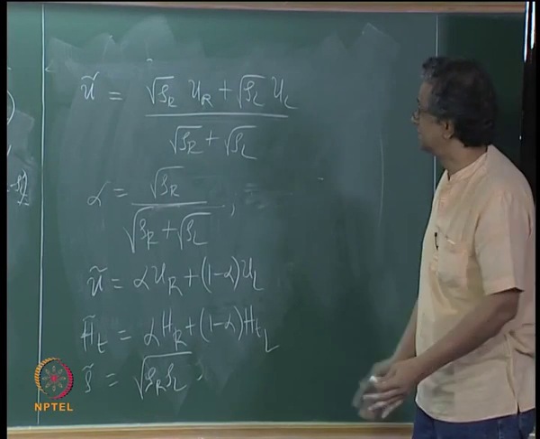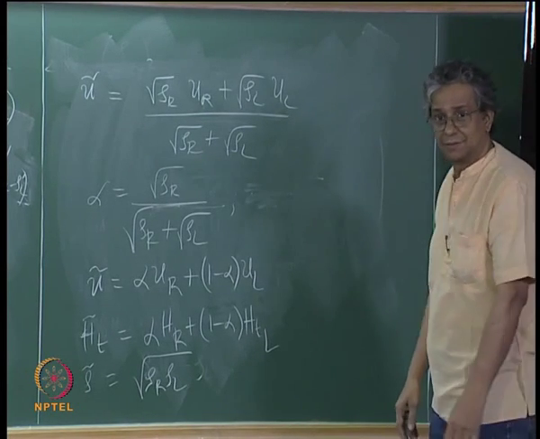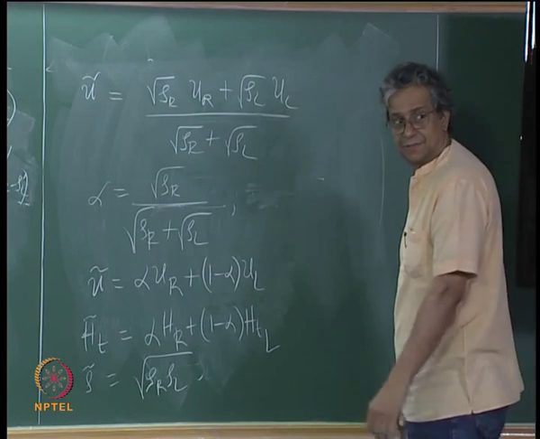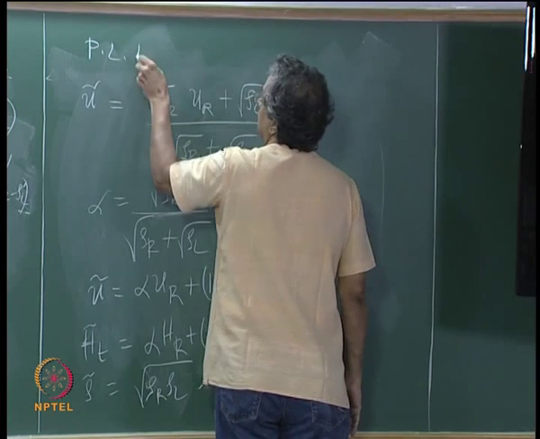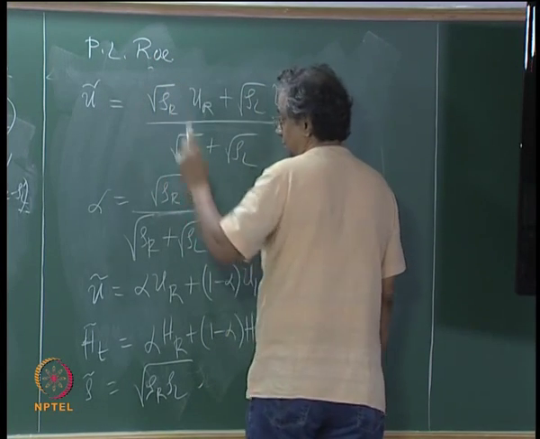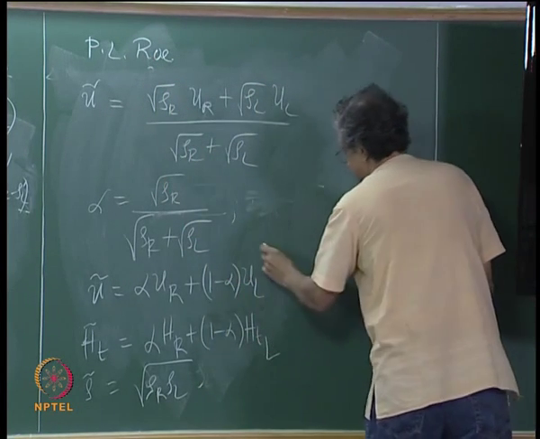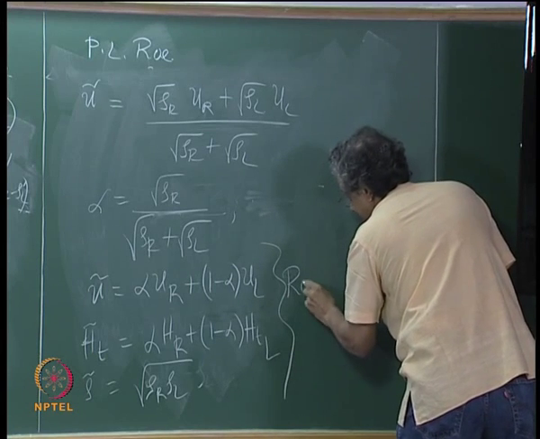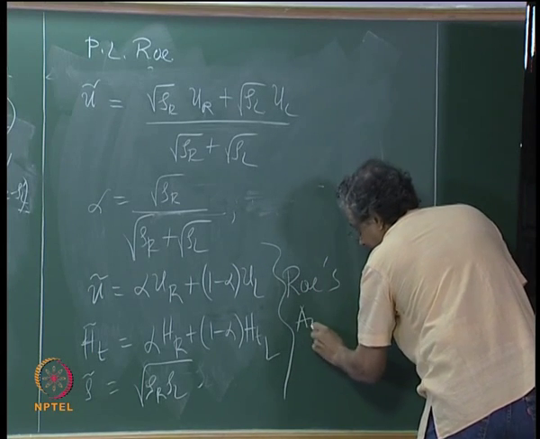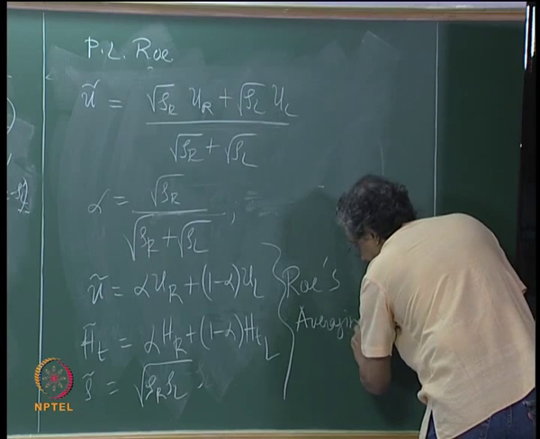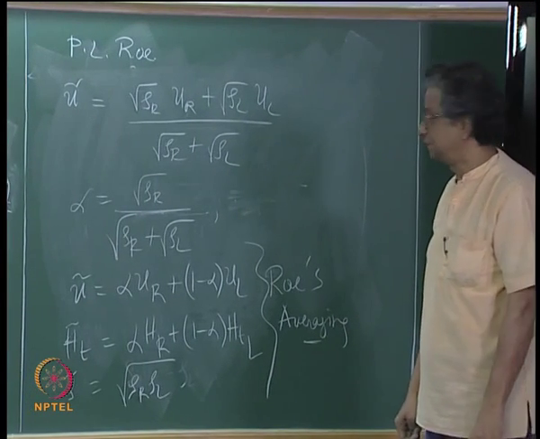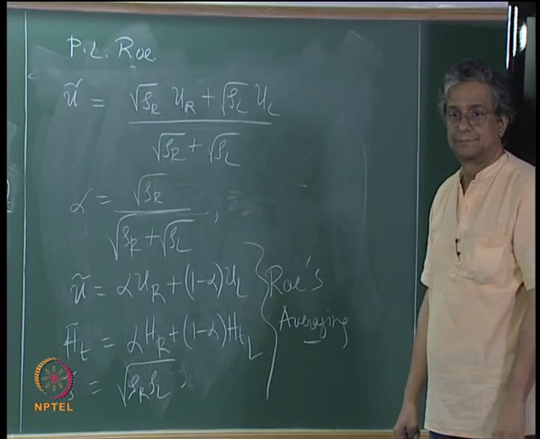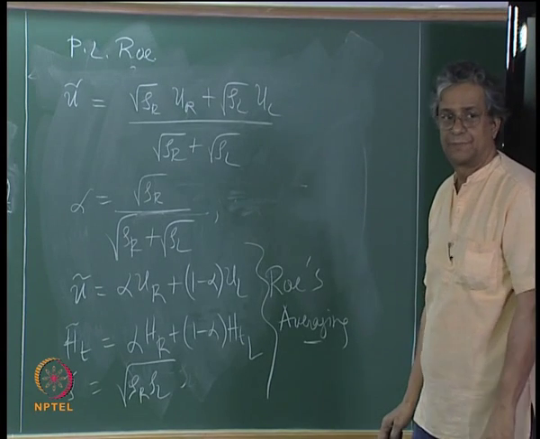So now we are able to find the averages. This is named after the scientist who derived this, P.L. Roe. So this is called Roe's average. Is that fine? Okay. Are there any questions?